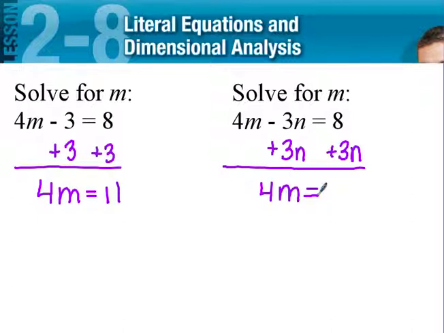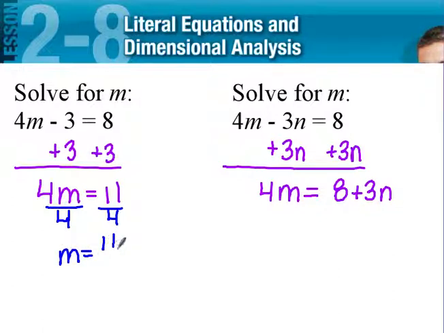Since they're not like terms, you leave that 8 plus 3n. You don't add them. You don't get 11n. You don't get 11. So what's the next step I do? Divide by 4. So what do I get m to equal? 11/4, right? We could just leave it 11/4.